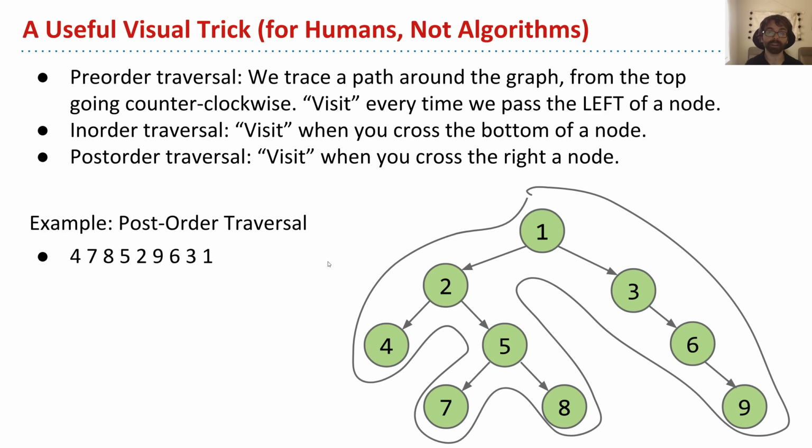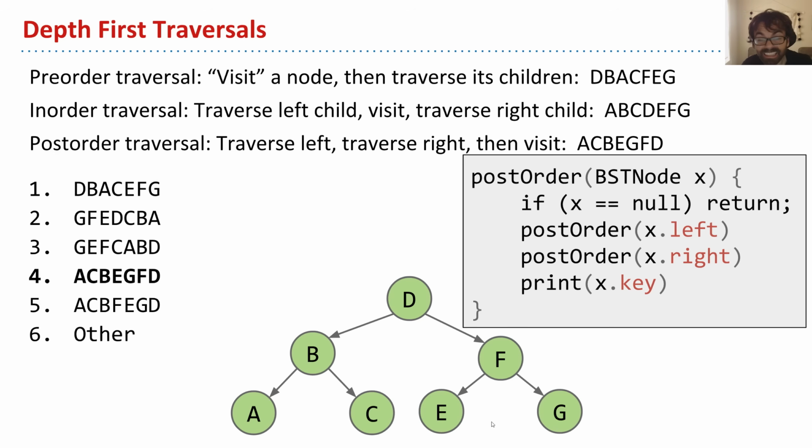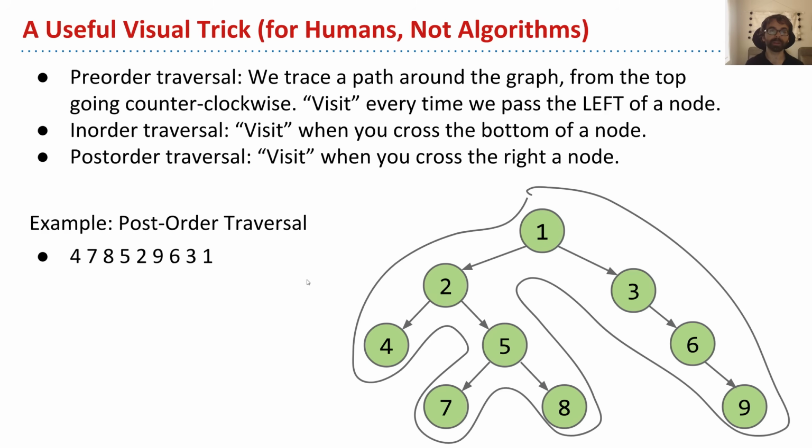Now, one handy trick, right? You might have found it a little tedious to step through all this code. So I will teach you a nice, useful visual trick that humans can use, not algorithms, which works like this. For the pre-order traversal, one way to do it is we trace a path around the graph. Imagine just taking a piece of paper and drawing a line around the graph. And then we're going to go counterclockwise. And then we're going to visit, for a pre-order traversal, every time we pass the left side. Okay? So it'll be 1, 2, 4, 5, 7, 8, 3, 6, 9.